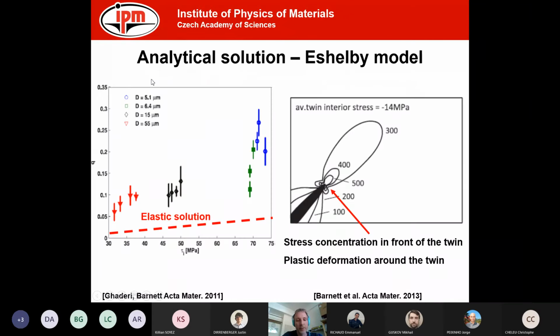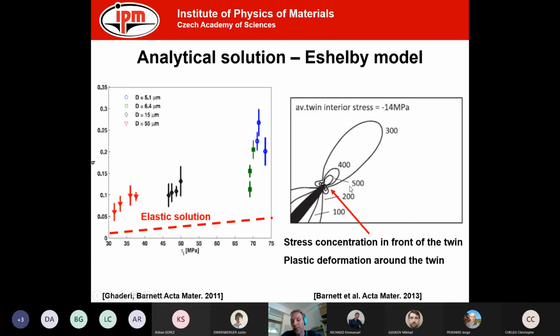But as you can see here in the picture on the left, the aspect ratios that are predicted by these elastic solutions are way lower than the ones observed experimentally. Again, it's an order of magnitude lower. So in reality, the twins are much thicker than corresponds to just a purely elastic solution.